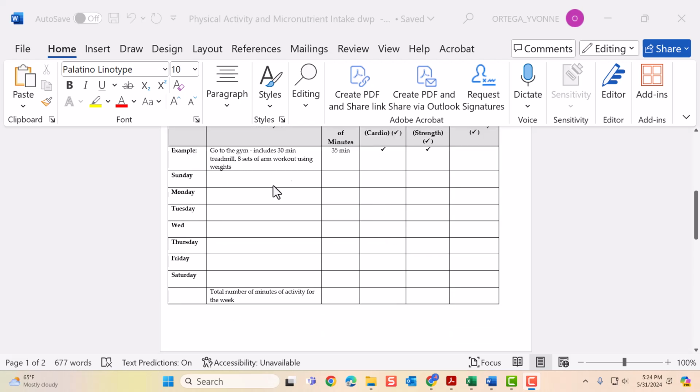Okay, so once you fill it out for an entire week, you just fill it out on this table. You're going to enter or add up the total number of minutes of activity. Remember, if you didn't exercise, don't count laundry as your minutes of activity because it's not going to increase your heart rate so that you're at a moderate intensity level.